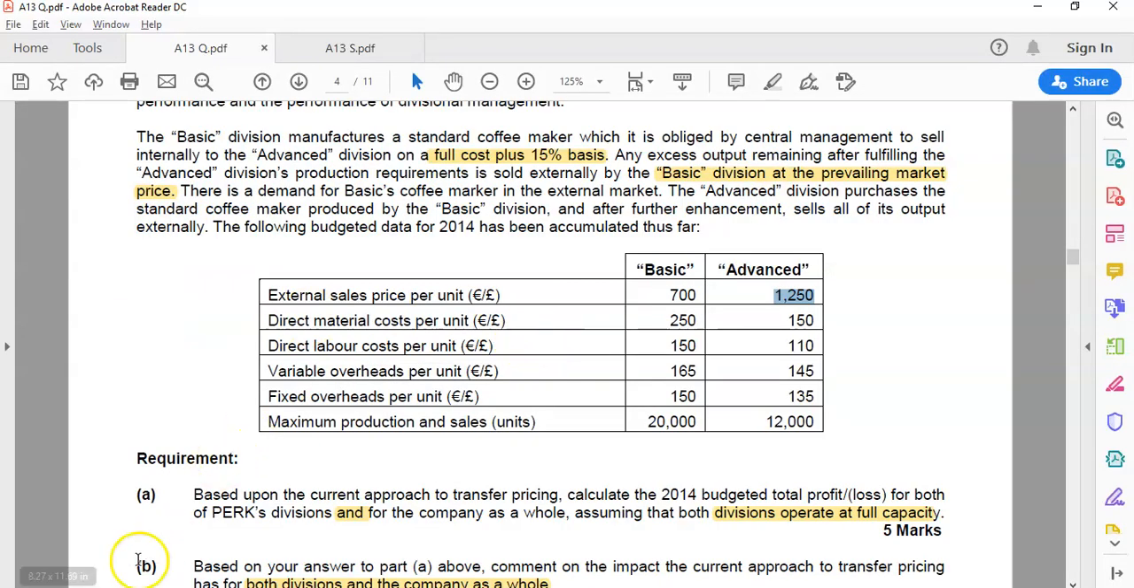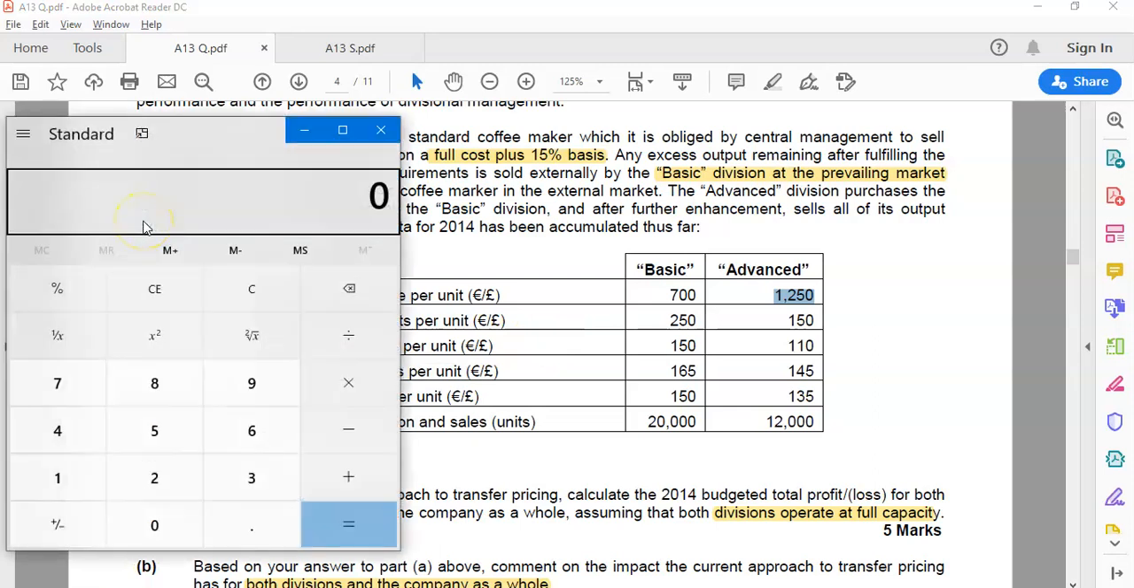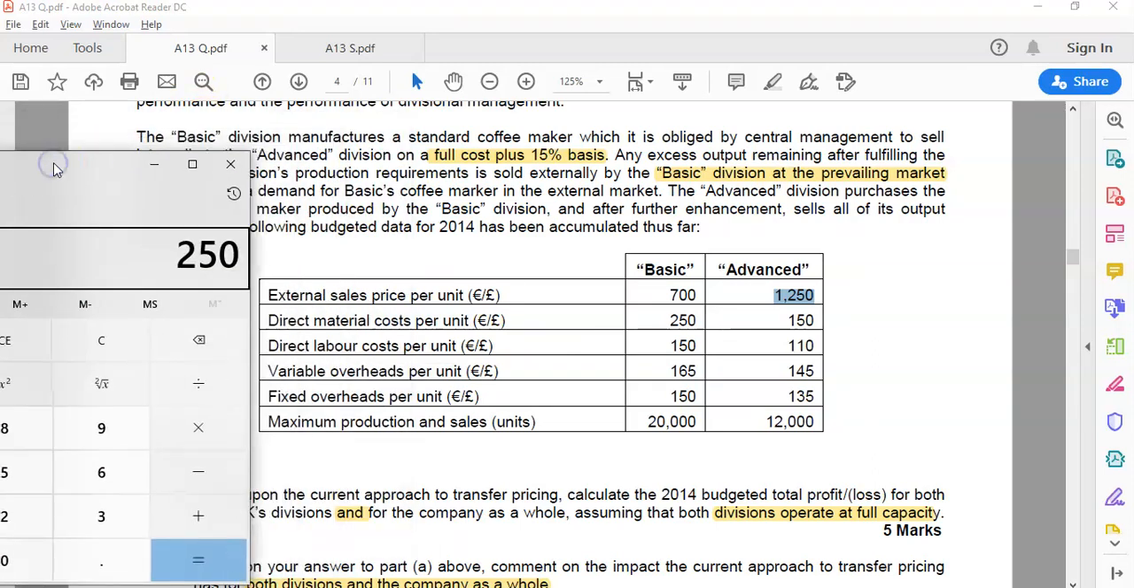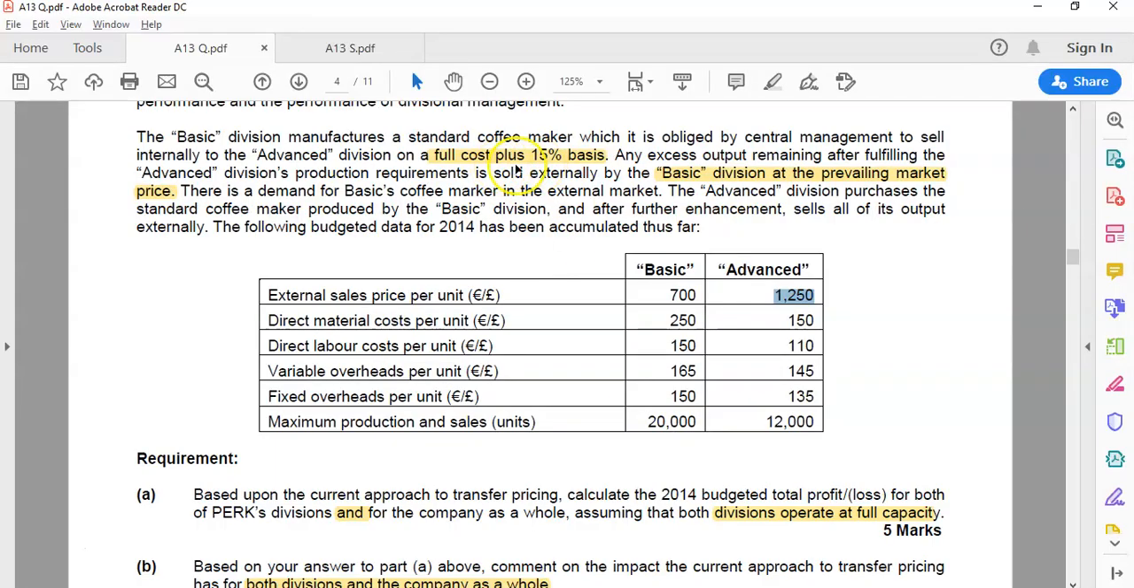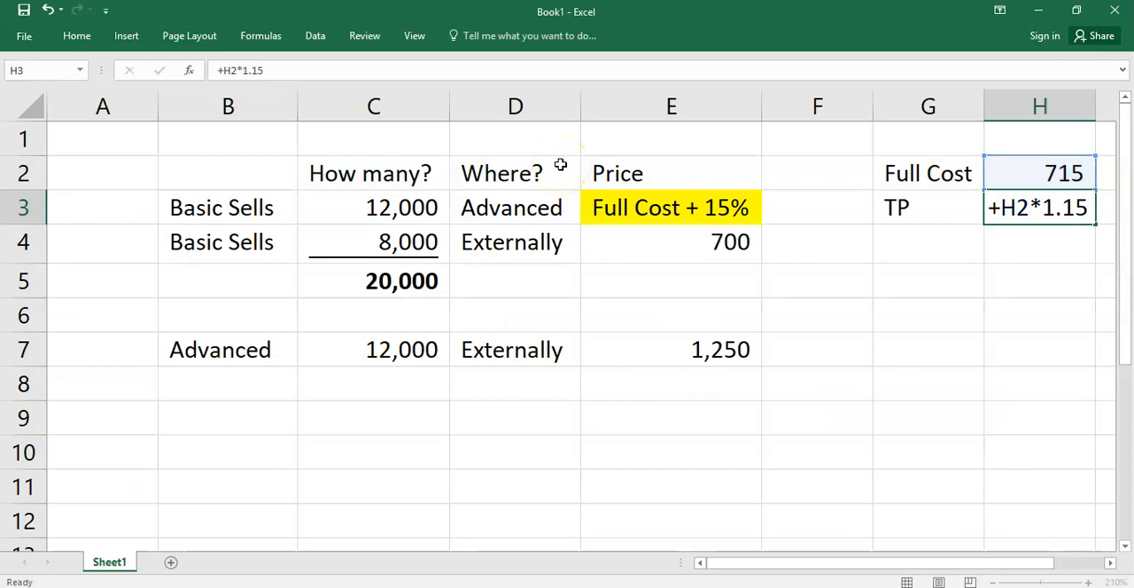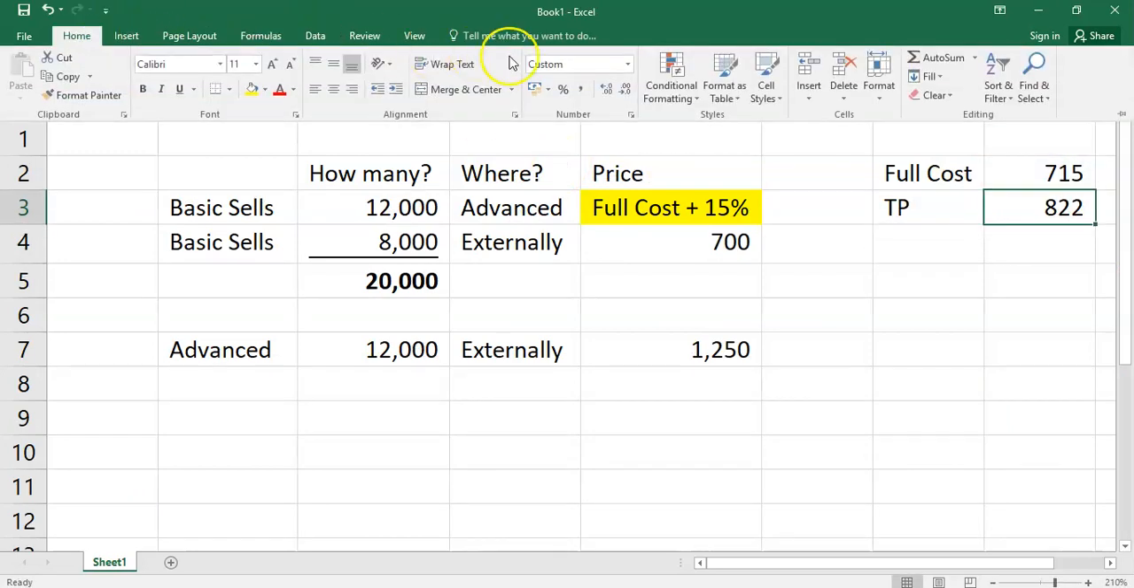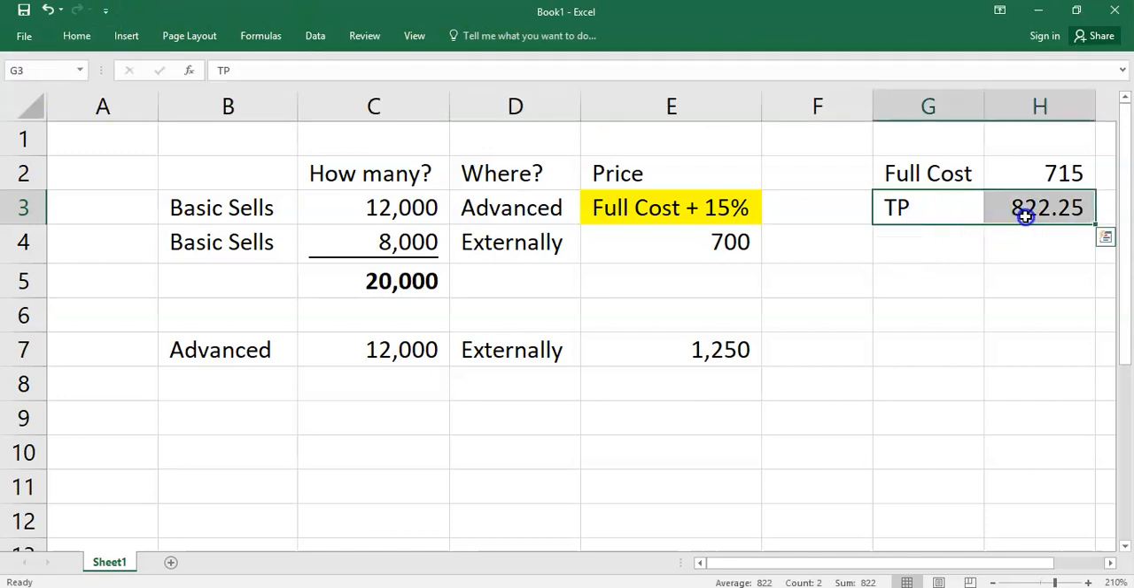So the full cost of Basic will be, put up the calculator, 250, which is your materials, plus your labor, 150, plus your variable overhead, plus your fixed overhead. So be careful there, it says full cost, so you do include the fixed overhead. If it said variable cost, you leave it out. So your full cost there is 715. That means your transfer price, we call TP, is 715, and it says a markup plus 15%, times 1.15. So your transfer price there, if you want to be exact, 822.25.